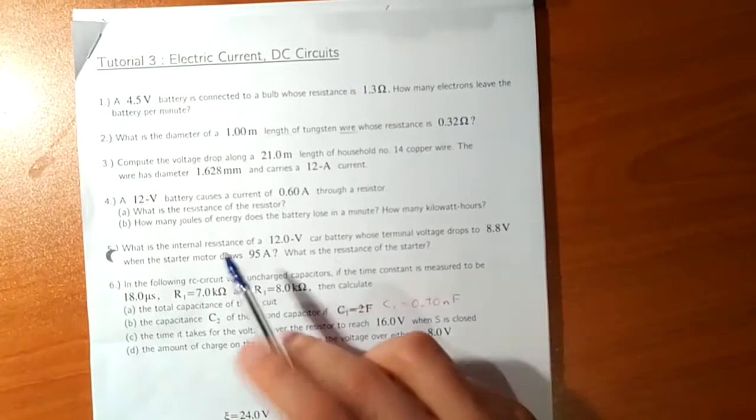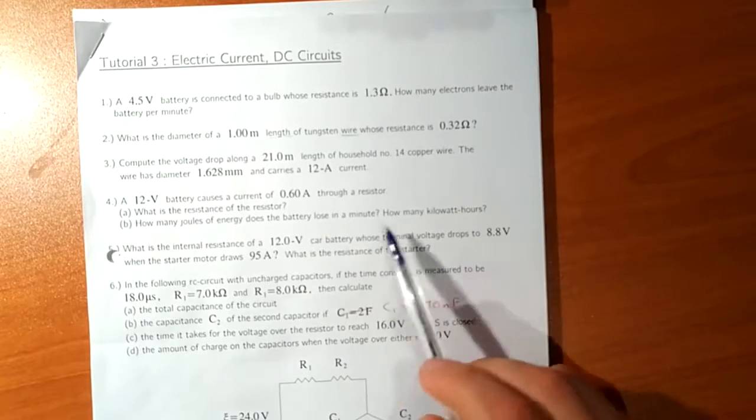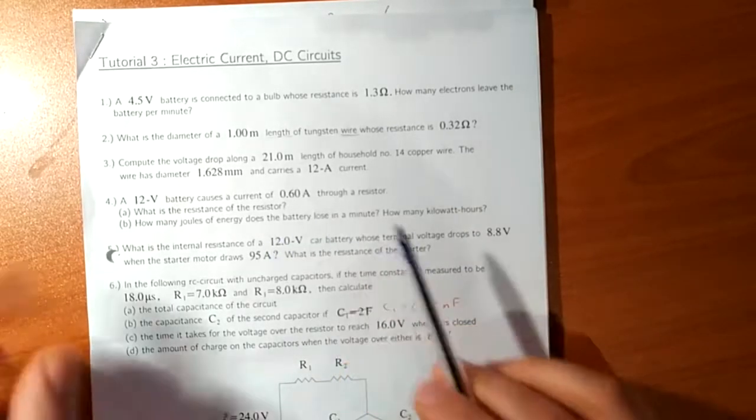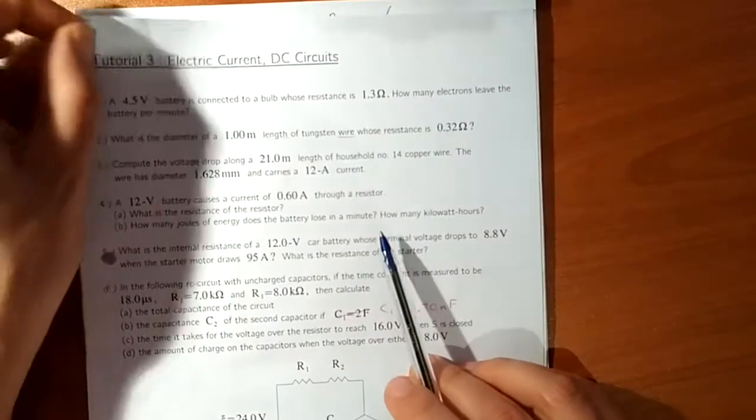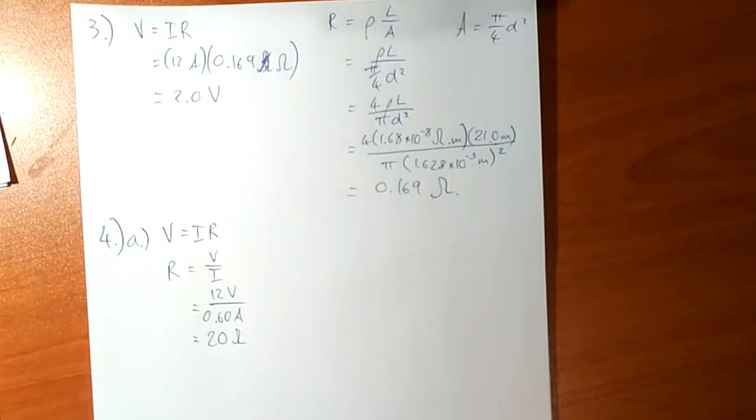Part B asks, how many joules of energy does the battery lose in a minute? And how many kilowatt hours? Okay, I can find that using the following formula.